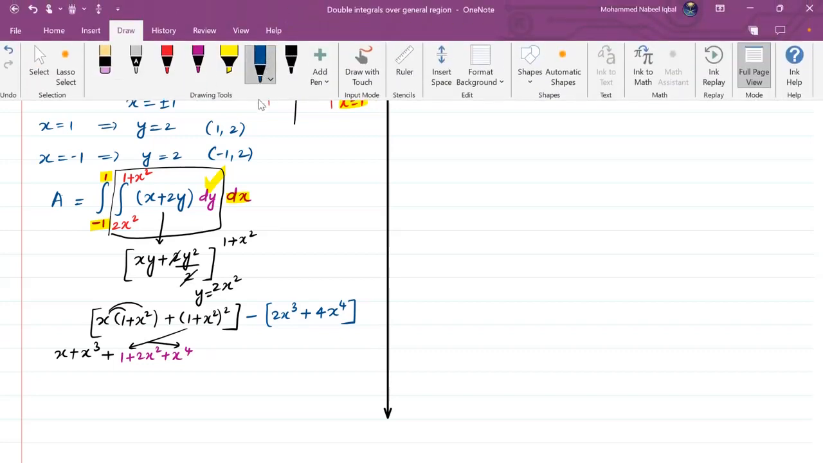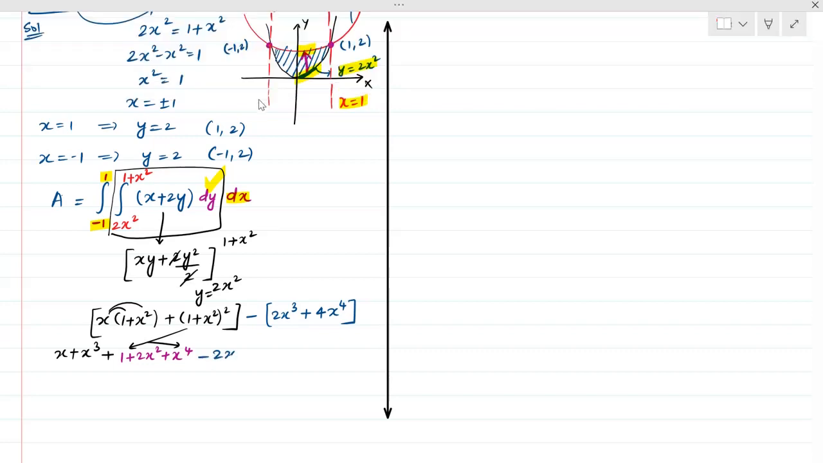Now I will multiply the lower limit. What is the lower limit? Minus 2x power 3 minus 4x power 4. Now simplify this one. What is the simplification? What is the highest power you will have? 4. So it is the minus 4 and you have one more x power 4. So therefore you can add these. So it becomes minus 3x power 4.